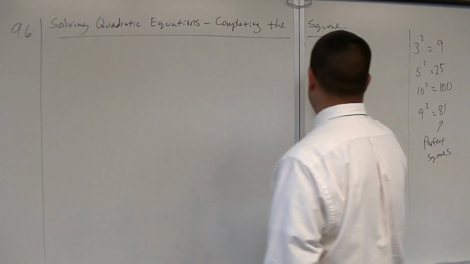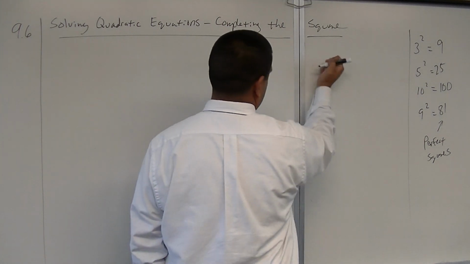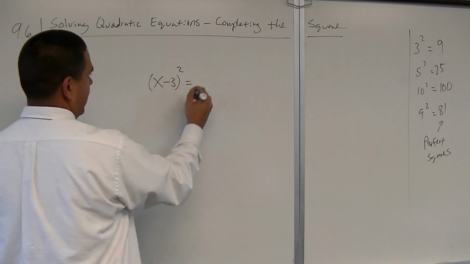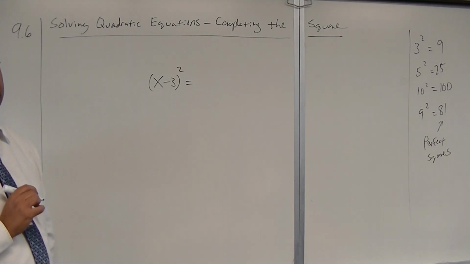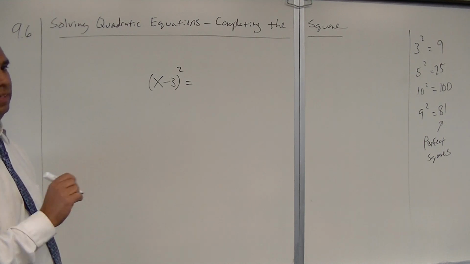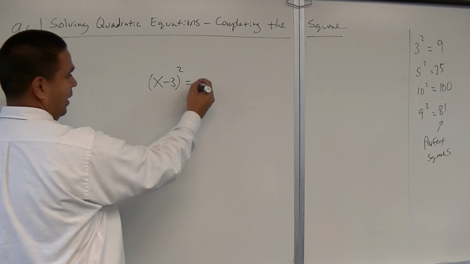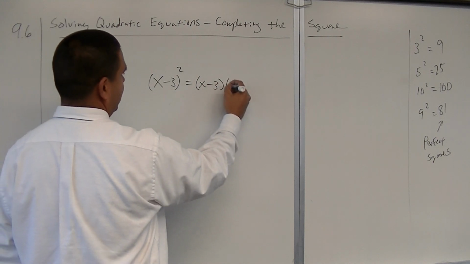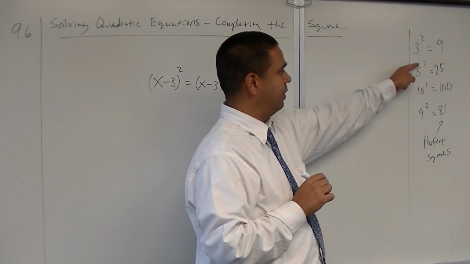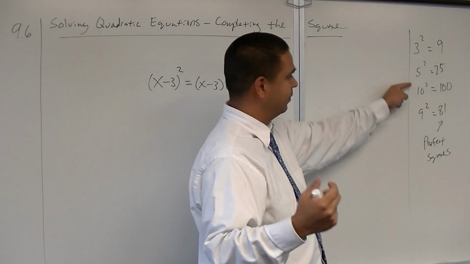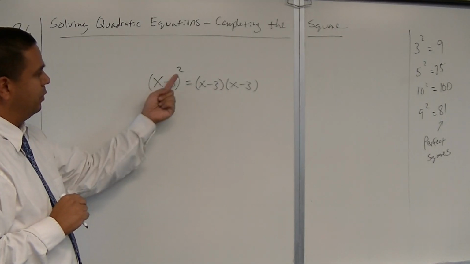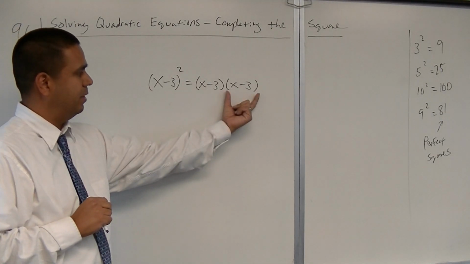Well, if we were to take a binomial, like x minus 3, and square it, what does that mean? What would we do? X minus 3 twice, 2 sets of parentheses. Exactly right. Because that's what this means: 5 squared is 5 times 5, 10 squared is 10 times 10. So x minus 3 squared means x minus 3 times x minus 3.